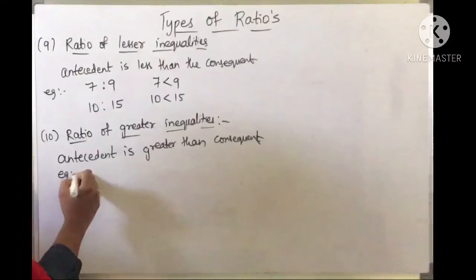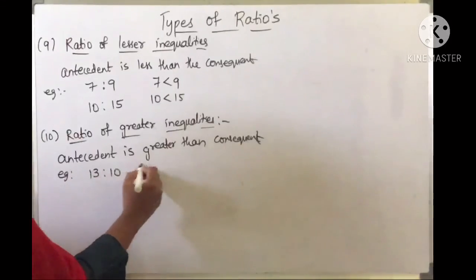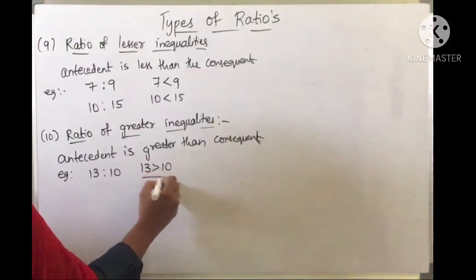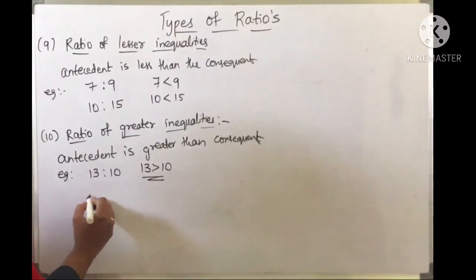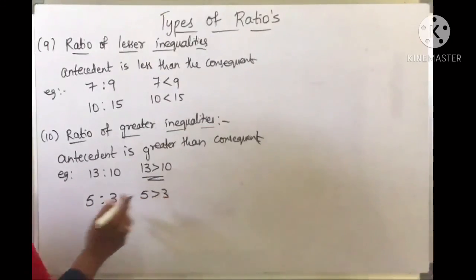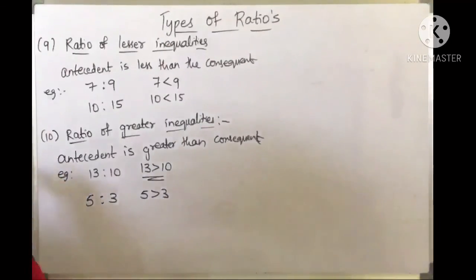Example, 13:10. Here 13 is the antecedent, 10 is the consequent. 13 is greater than 10, right? 5:3. Here 5 is greater than 3. So when the antecedent is greater than the consequent, we call it a ratio of greater inequalities. So children, these are the types of ratios.